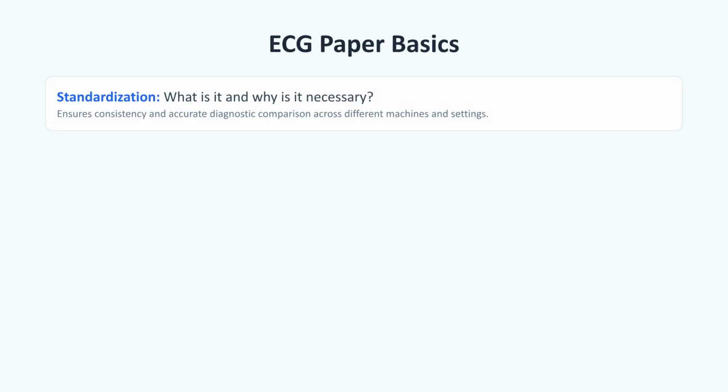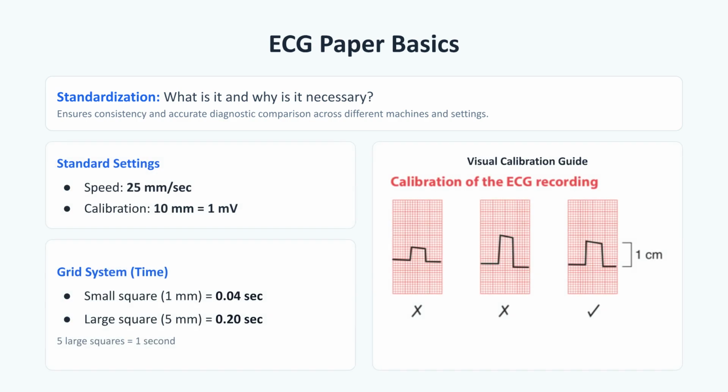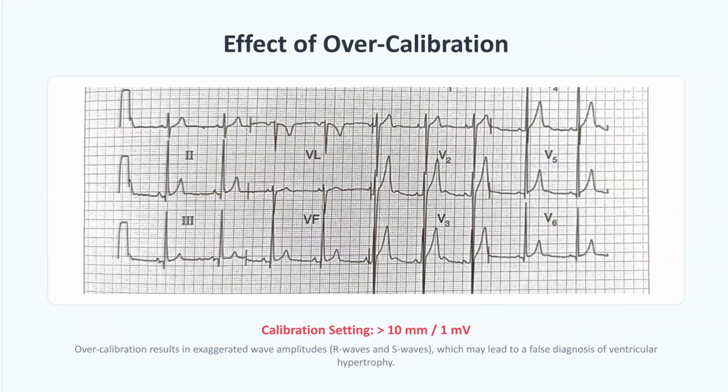ECG paper standardization ensures consistency across different machines. The standard settings are 25 mm per second speed and 10 mm equals 1 millivolt calibration. The grid system uses small squares of 0.04 seconds and large squares of 0.20 seconds for time measurements.